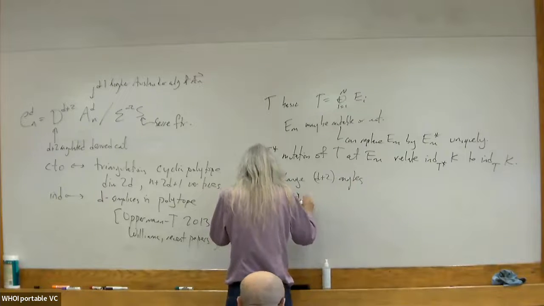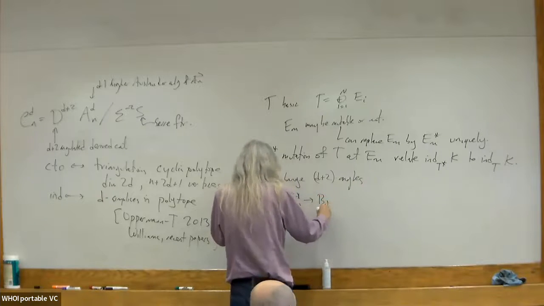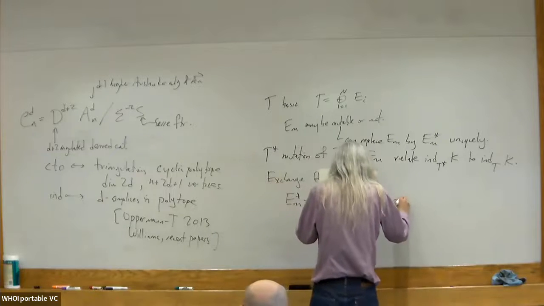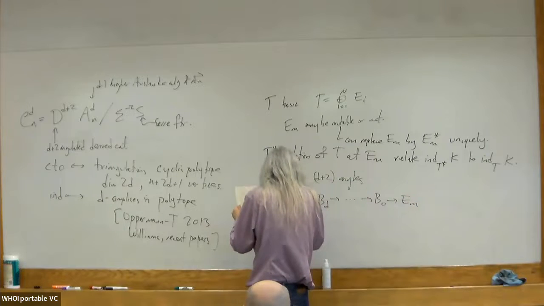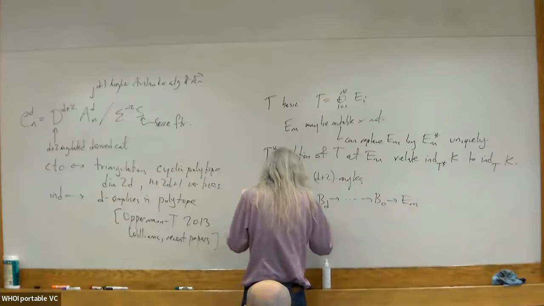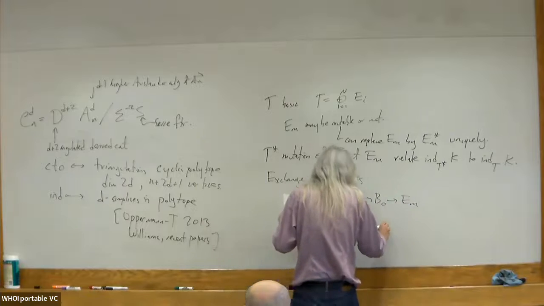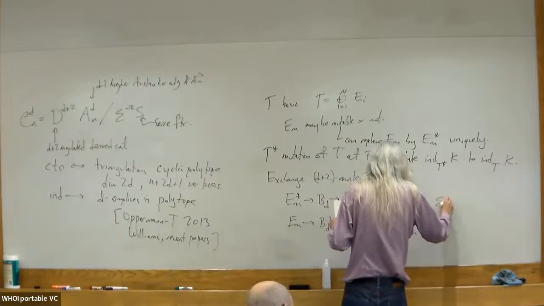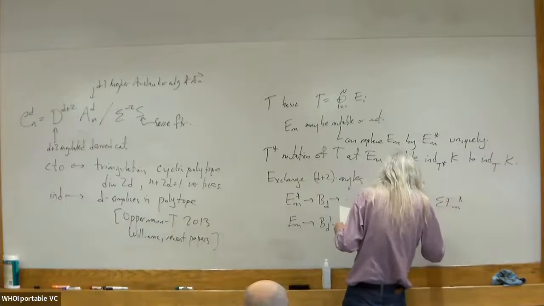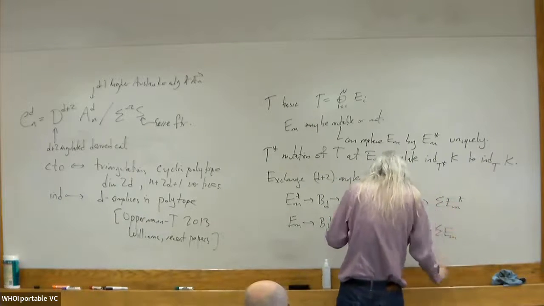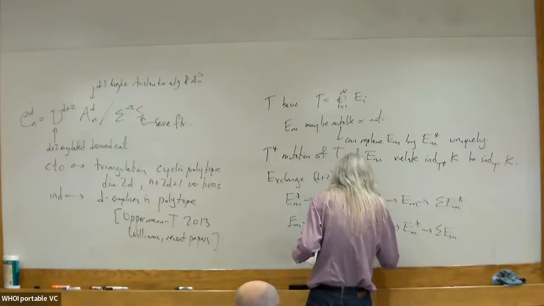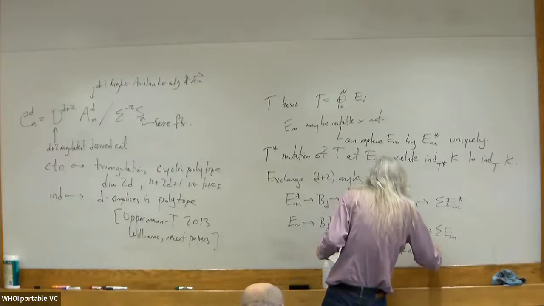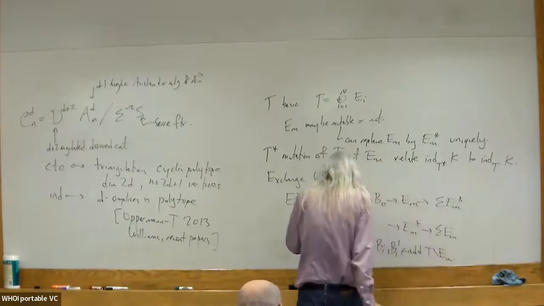So one of them goes EM star to BD to dot dot dot to B0 to EM, and the other one goes from EM to BD prime to dot dot dot to EM star, with the BIs and the BI primes in add T with the EM removed.